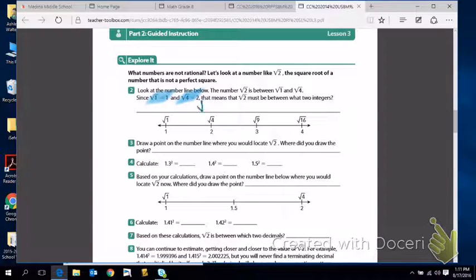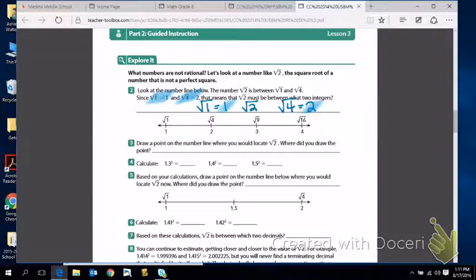As we lay this out, we know that the square root of 1 is equal to 1. We're asking about the square root of 2, and we know that the square root of 4 is 2. So since the square root of 2 falls between the square root of 1 and the square root of 4, which are perfect squares, the square root of 2 falls between the whole number 1 and the whole number 2 on the number line.